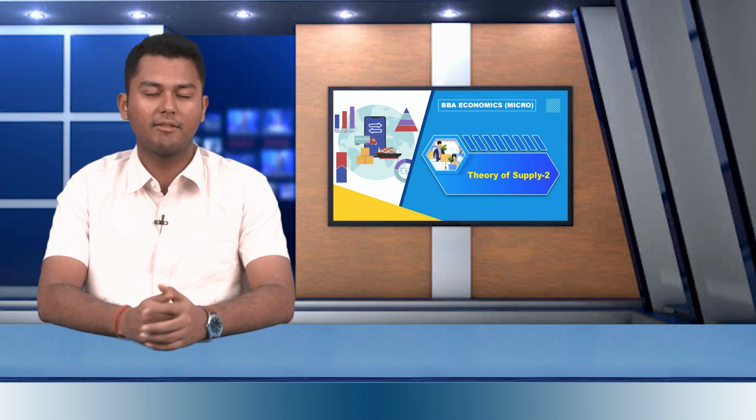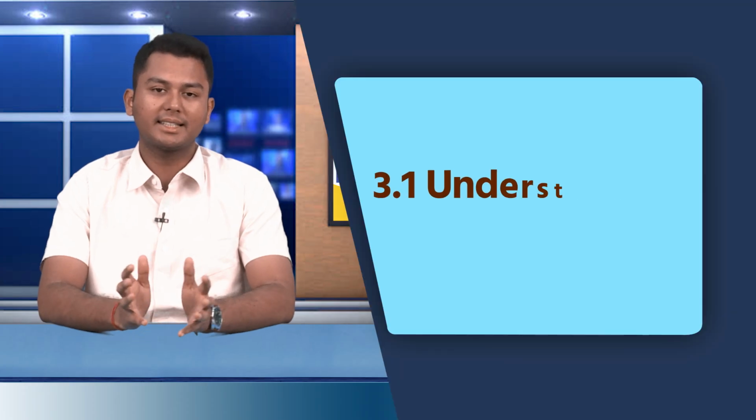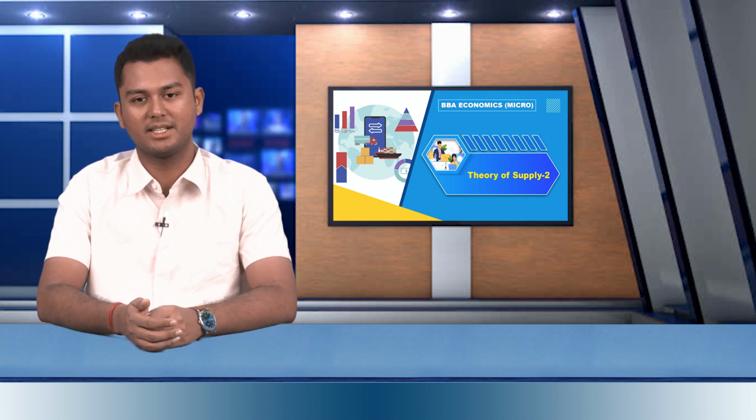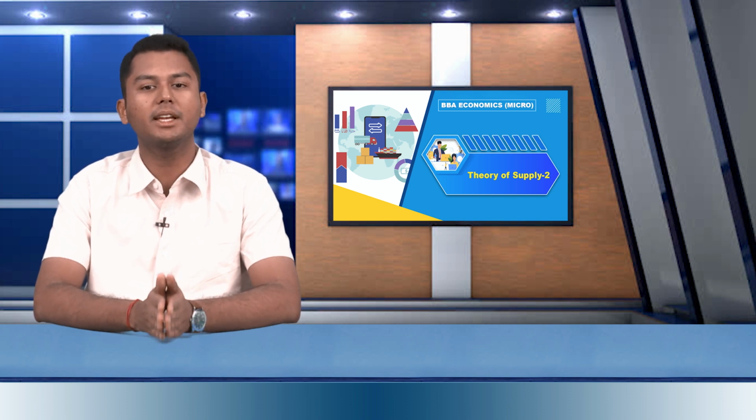Now let us discuss a very important topic, that is movement versus shift in the supply curve. Let us understand the distinction between the two. The distinction between movement along a supply curve and shift in supply curve is fundamental to supply analysis. Movement along the supply curve occurs when only price changes, while shifts occur when other factors affecting supply change. This distinction helps separate the effects of price changes from the effects of other supply determinants. It clarifies whether observed supply change results from a market price movement or from underlying changes in supply conditions.